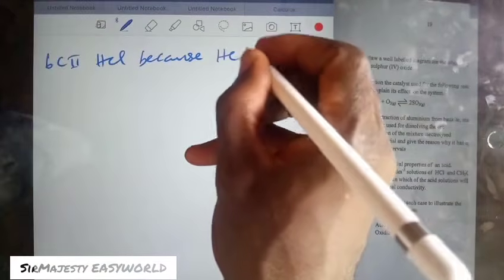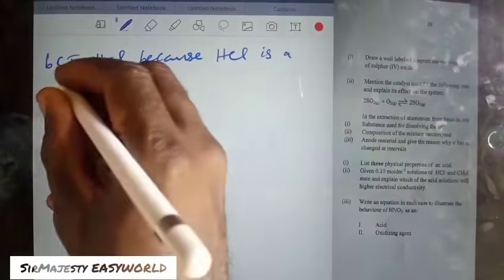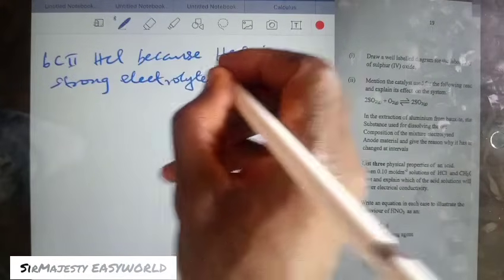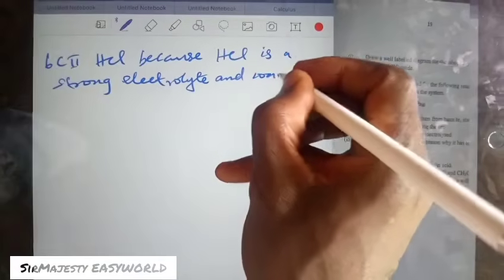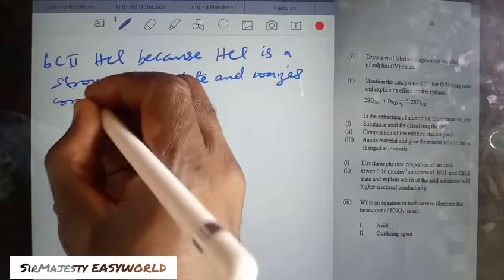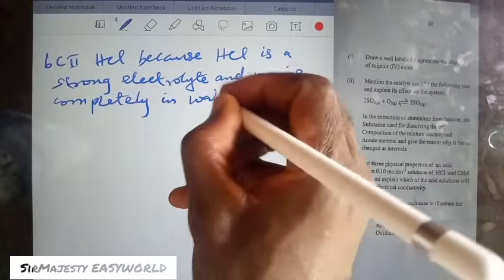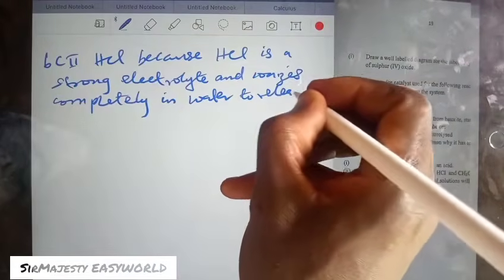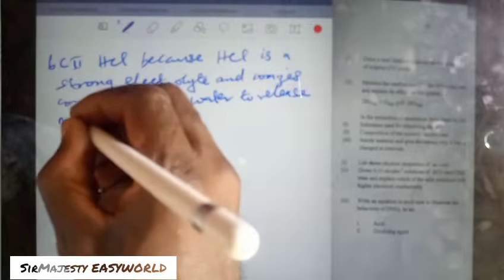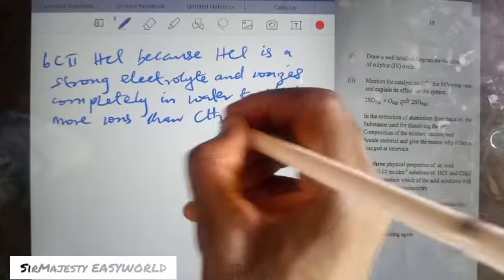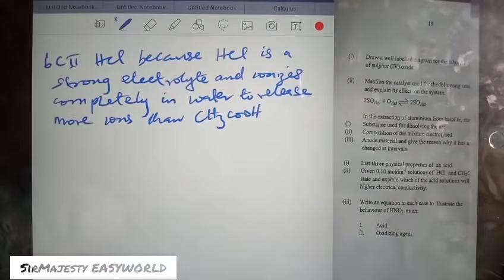Because HCl is a strong electrolyte and ionizes completely in water to release more ions than CH3COOH, even though their concentrations are the same. Then the other one says HCl will have the higher electrical conductivity.